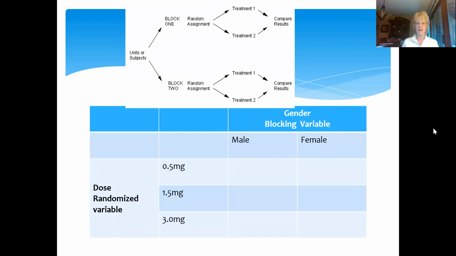So this one's an example of gender, the blocking variable being male and female again, and dose. We know there may be differences in male and female response to different drugs, and lower doses may work for different genders. So this is where you would have a 3-group design, 0.5 milligram, 1.5, and 3 milligram, and you would give them to males and females so that you could answer that question, what's the best dose? And is there a difference between males and females in dose response?